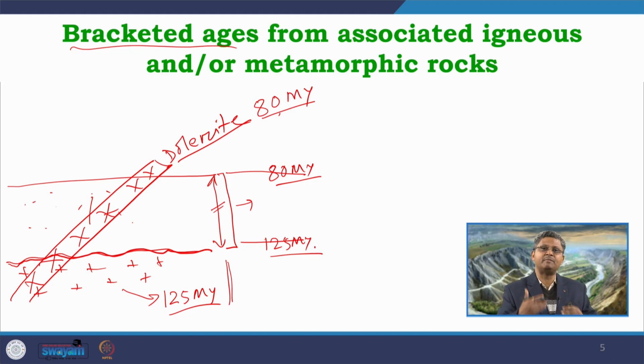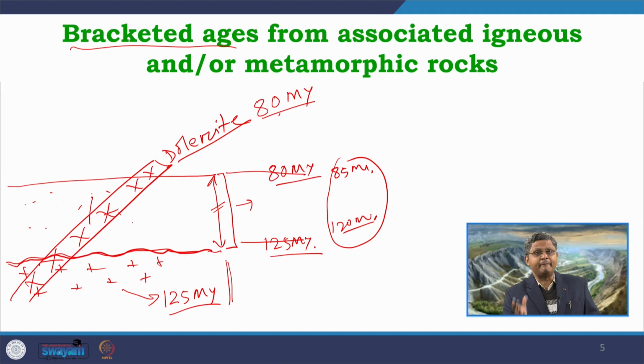Why am I using this maximum and minimum? Because there is an unconformity, so there may be some gap, and we do not know how much gap was there. So, maybe the sedimentary unit was deposited at 120 million years, there is a gap of 5 million years, and maybe it has ended at say 85 million years. So, again there is a gap of 5 million years, and then this dolerite dike was emplaced. So, maybe the age of the sedimentary unit is 120 million years to 85 million years, but the maximum possible age is 125 million years and the minimum possible age is 80 million years. So, this is the bracketed age where we say maximum to minimum age of a sedimentary rock unit.